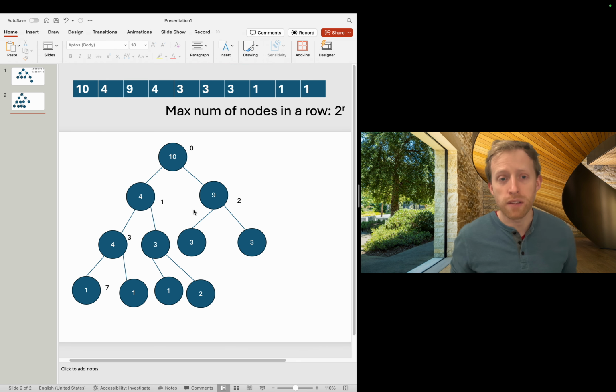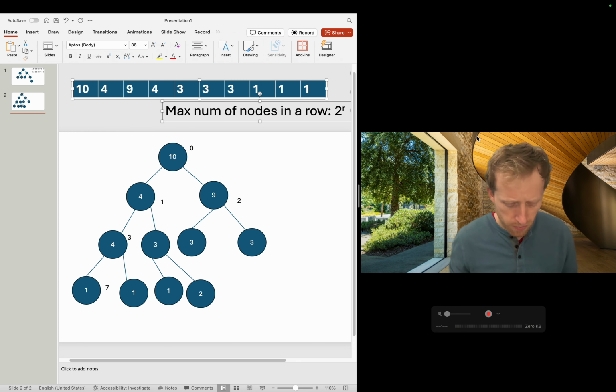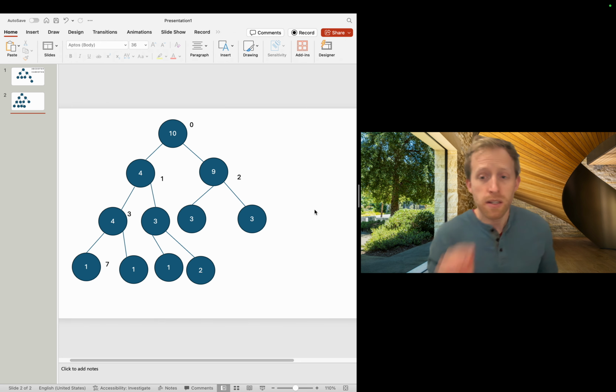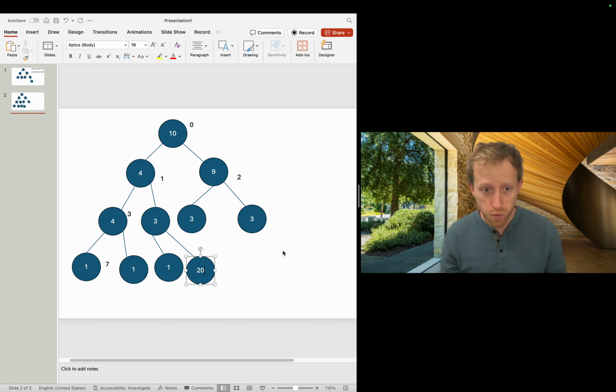Now, let's say we want this to be sorted. So I'm actually just going to go ahead and delete this up here because we don't need to worry about this anymore. Now let's say what I wanted to do is insert 20.